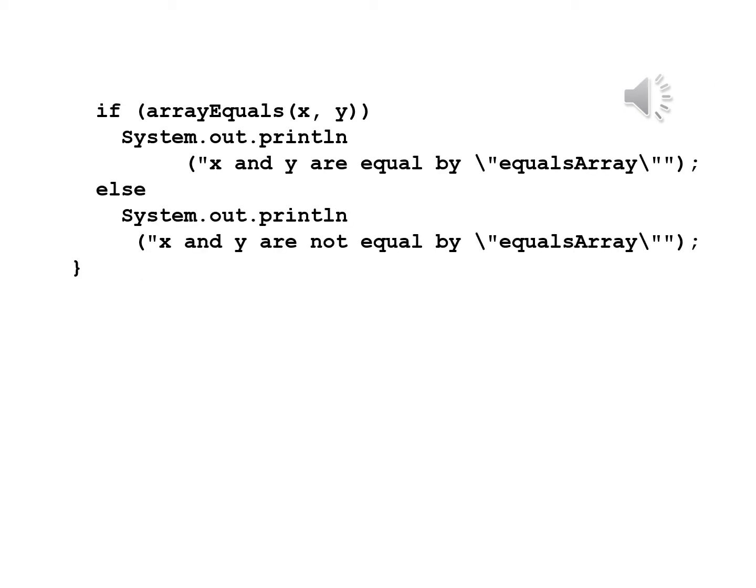What we have left in the program is a test of the method arrayEquals. If arrayEquals(x, y), System.out.println "x and y are equal by 'equals array'". Else, System.out.println "x and y are not equal by 'equals array'". We still have to see how the method works, and that's going to be coming up right away.